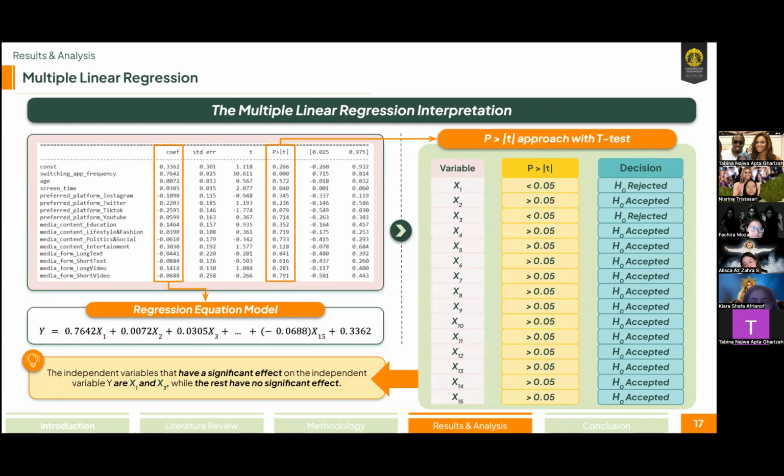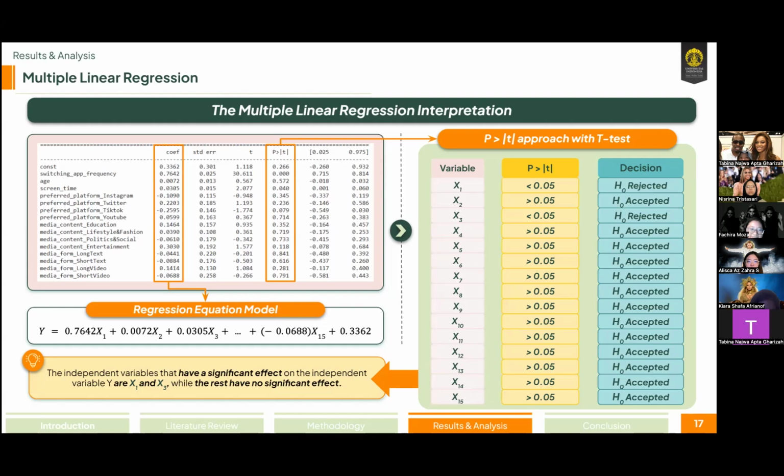Okay, next is the multiple linear regression result. For the interpretation, from the coefficients we can build the regression equation model as seen in the box over here. With the t-test approach, we can conclude each variable's decision whether to accept or reject. In the table, almost all of the variables are accepted, with the exception of variables x1 and x3, which are rejected because the p-value is below 0.05. This means the rejected variables have no significant effect, while the accepted variables have a significant effect.